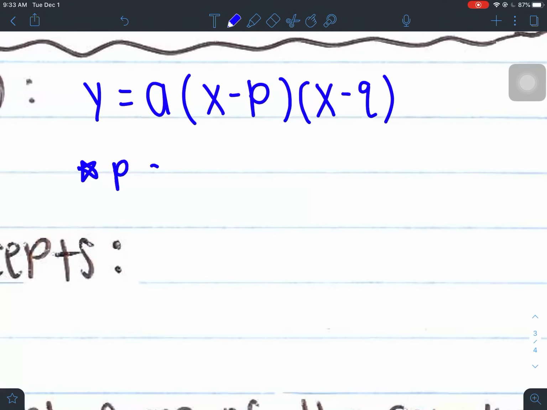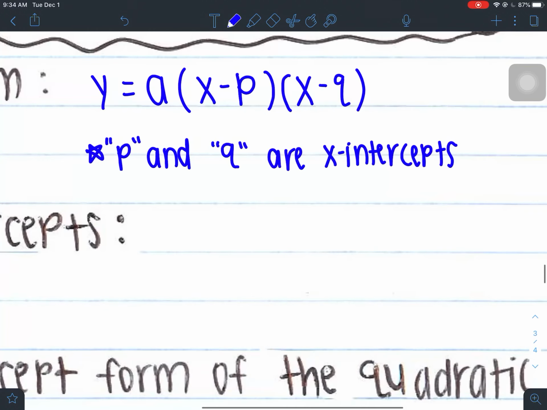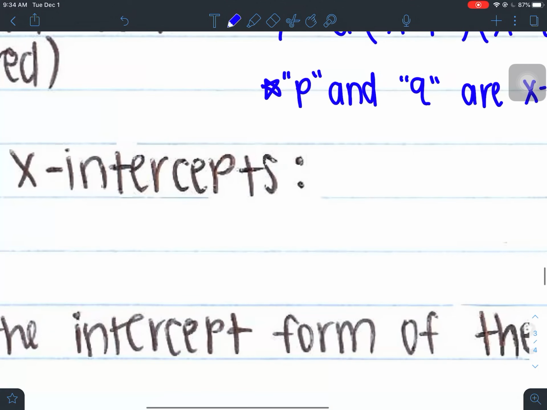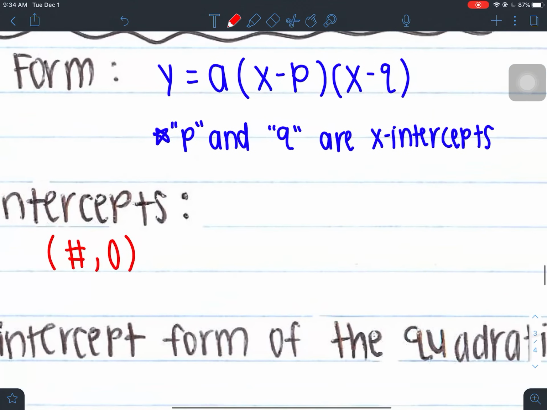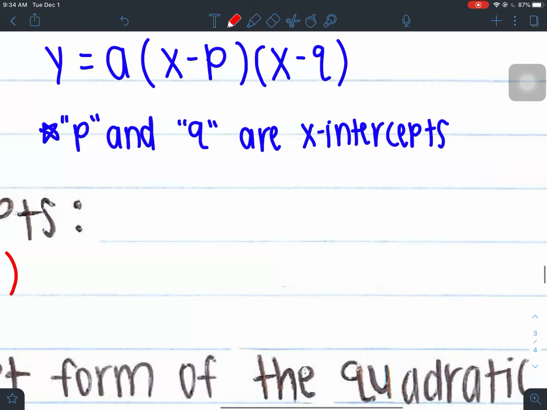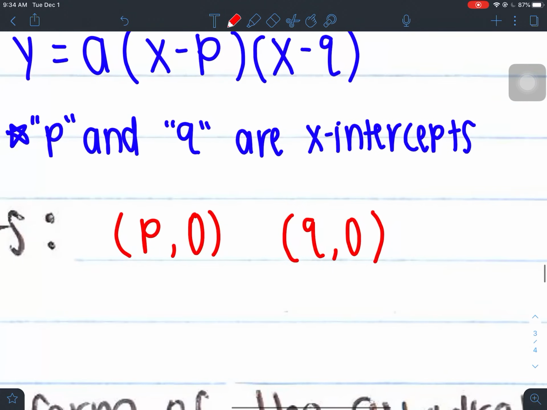The key here is that your p and your q are x-intercepts. Okay, p and q are x-intercepts here. So what are x-intercepts, right? Let's talk about that for a second. An x-intercept, remember, how do we write it as a point? It's always number, comma, 0. So if p and q are your x-intercepts, then one of your x-intercepts is (p, 0), and the other x-intercept is (q, 0).